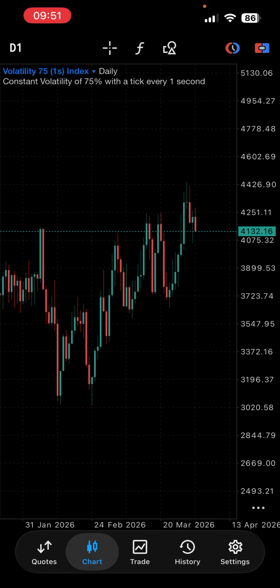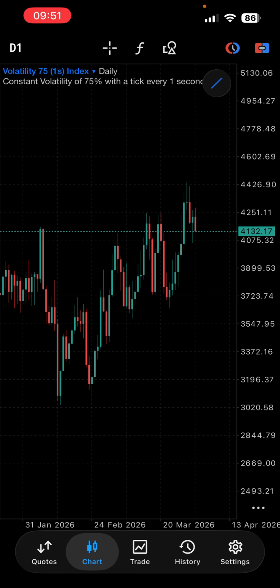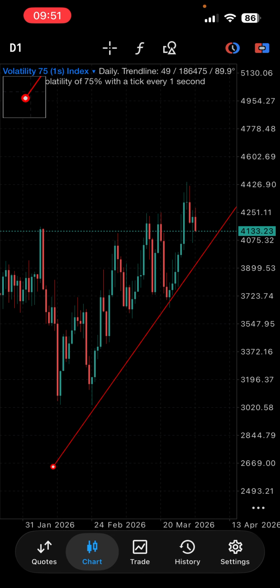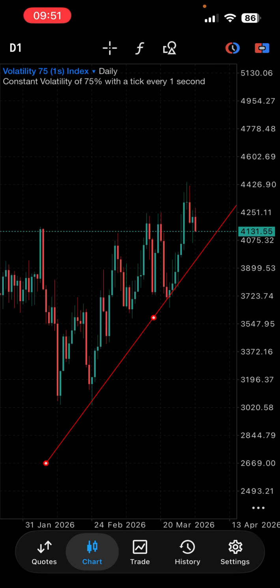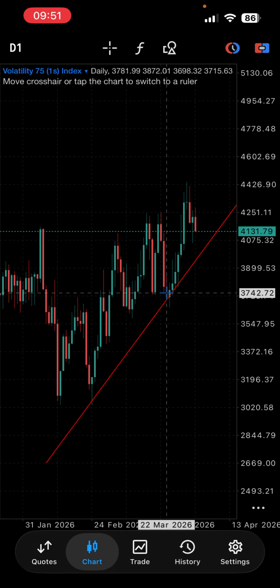So what do we do in an uptrend market? We look for buy opportunities only for this market. All right, so I'm going to draw my trend line right away. Now this is the trend line. It's not going to be a perfect straight line, right? But this is the trend line.